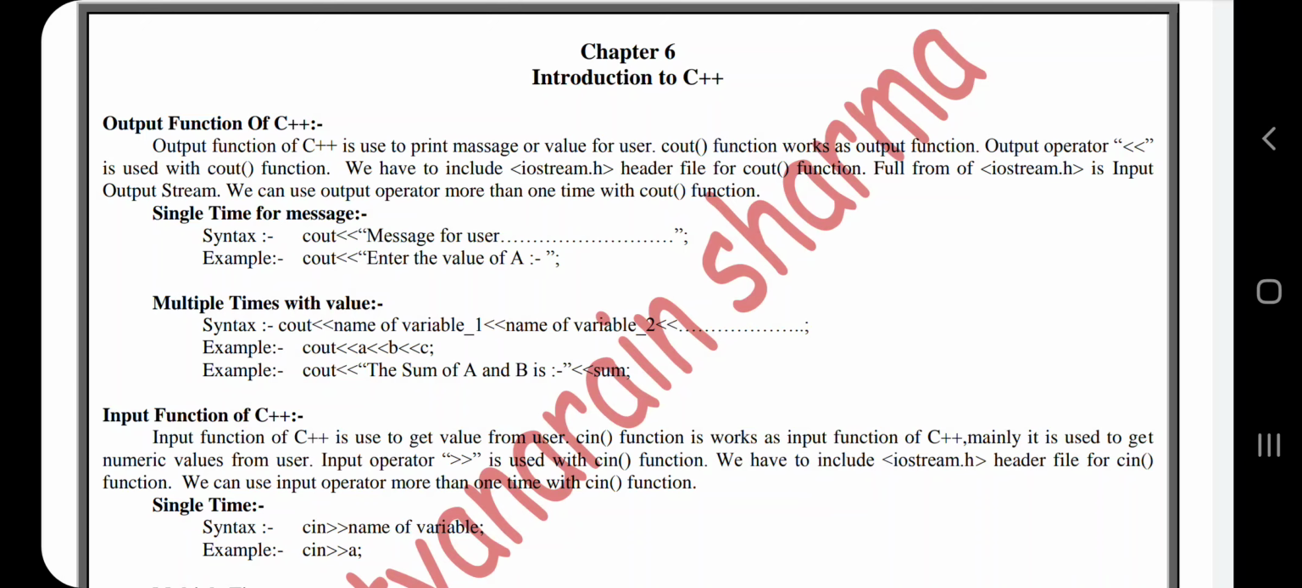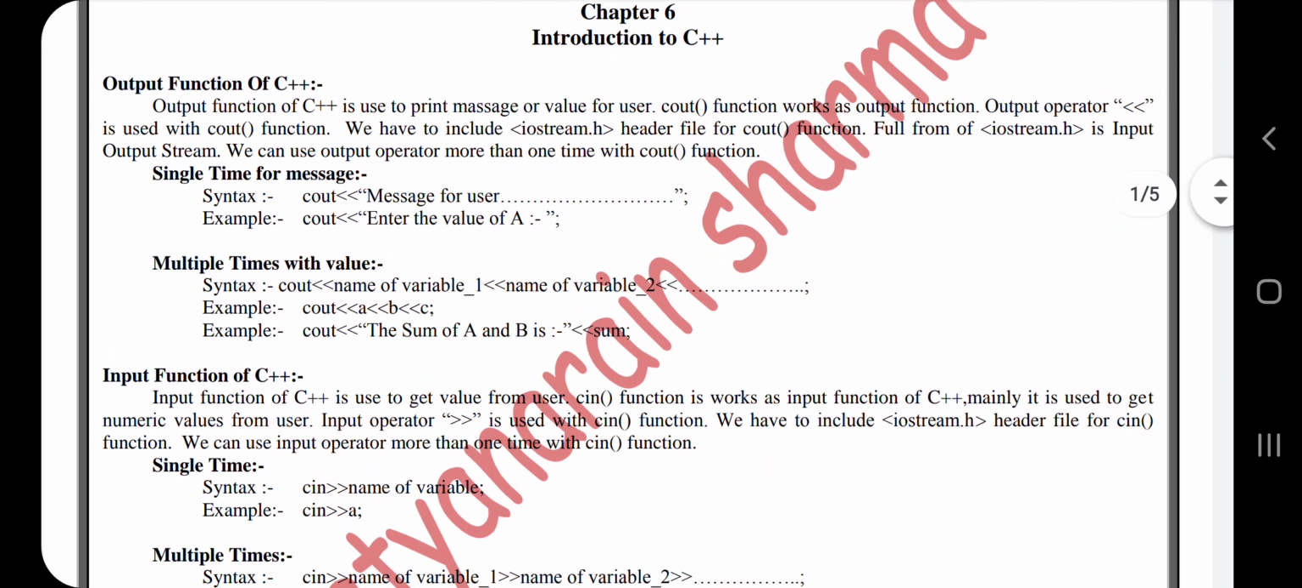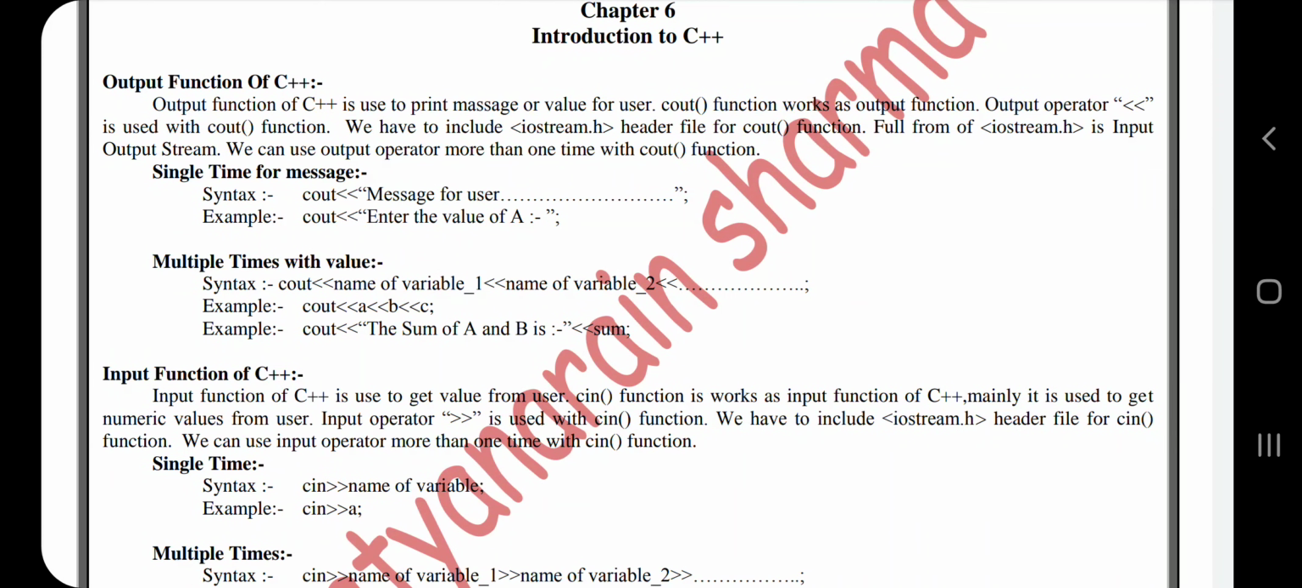Output function of C++. Output function of C++ is used to print message or value for user. Cout function works as output function. Operator is used with cout function. We have to include iostream.h header file for cout function. Full form of iostream.h is input output stream.